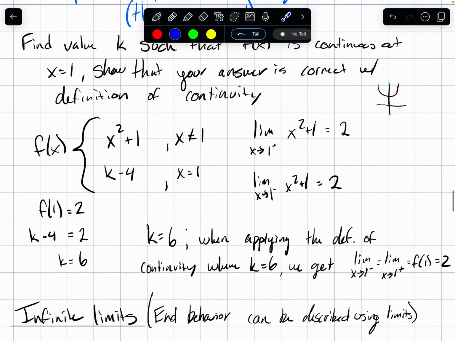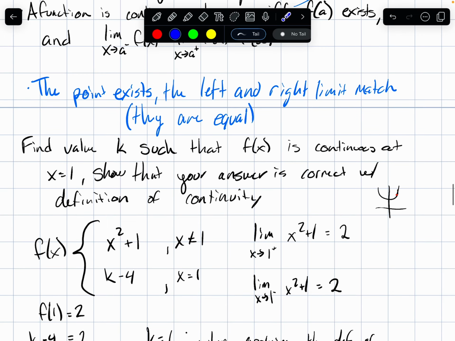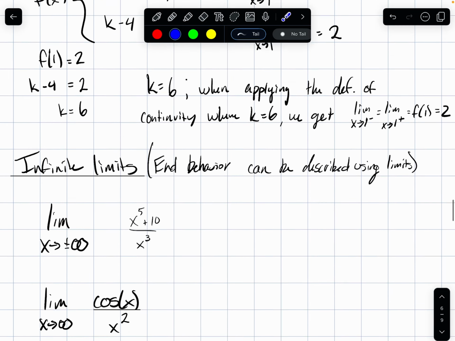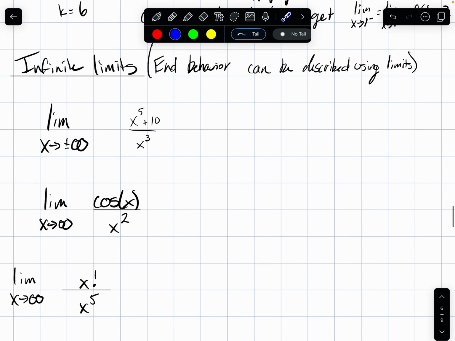So the definition of continuity is really important. We're going to be working with this a lot. This whole idea that the left side equals the right side, and it equals the point, and the point exists. That's important. So let's go on and look at some infinite limits.